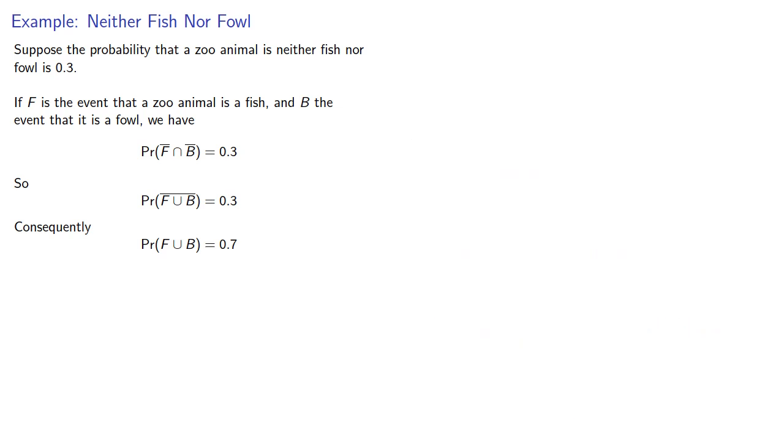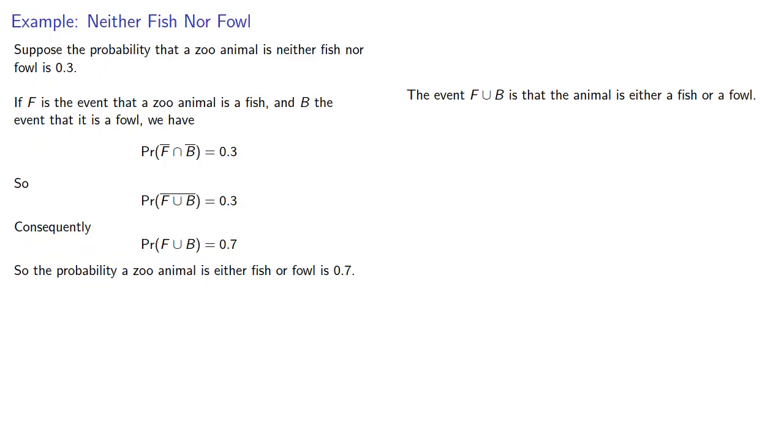And finally, we should try to respond in the same language. We're given a statement in a natural language, and so the event F union B is that the animal is either fish or fowl, and so the probability a zoo animal is either fish or fowl is 0.7.